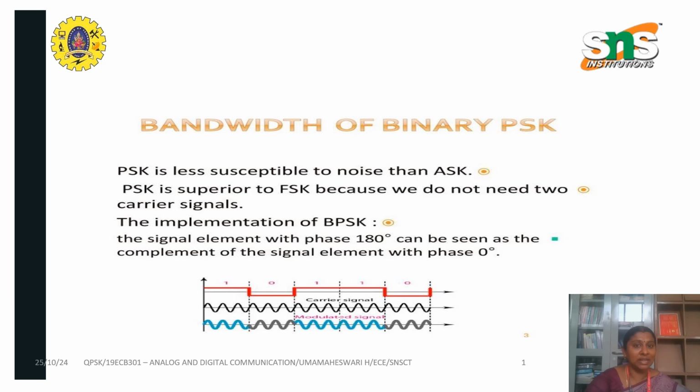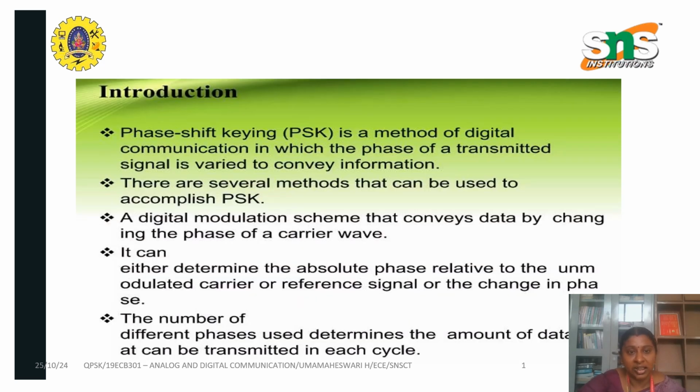will be in the positive half cycle. If it is 0, it will go in the negative half cycle. Then with the carrier signal, we get a modulated signal where, if it is 1, the signal goes as it is. If it is 0, it will be tilted slightly from 1 to 0. That is called binary phase shift keying.